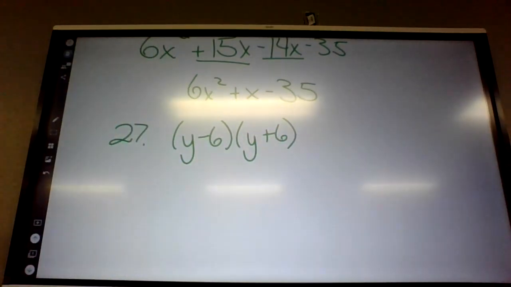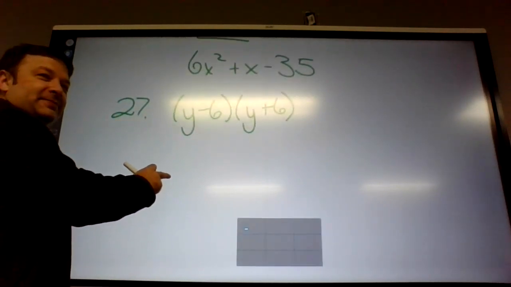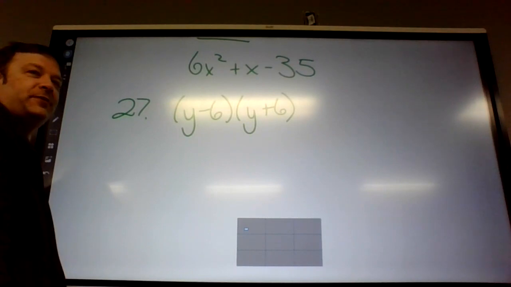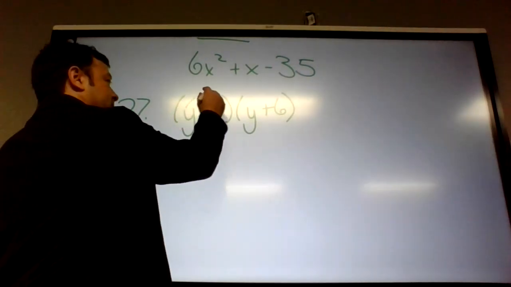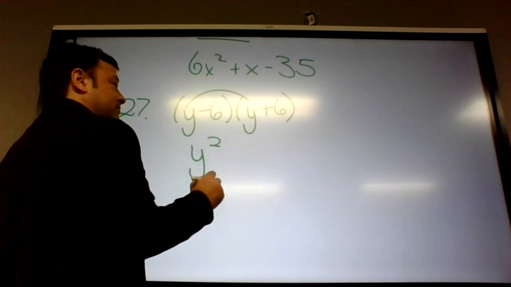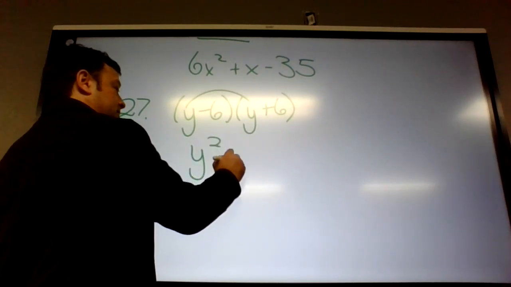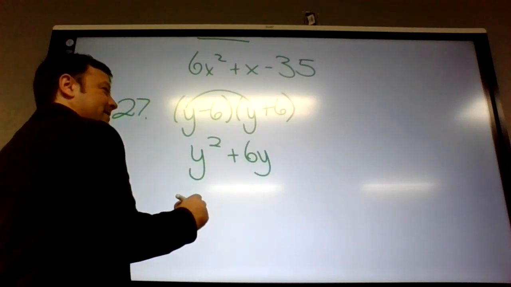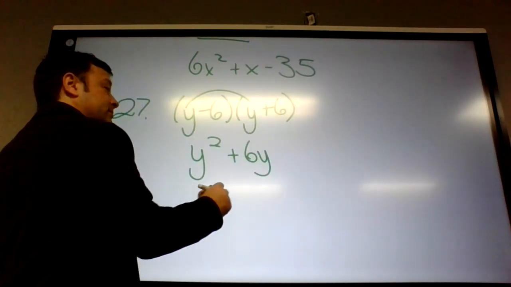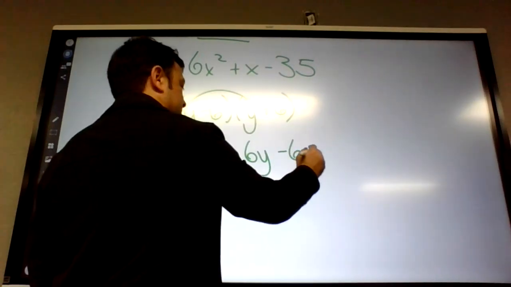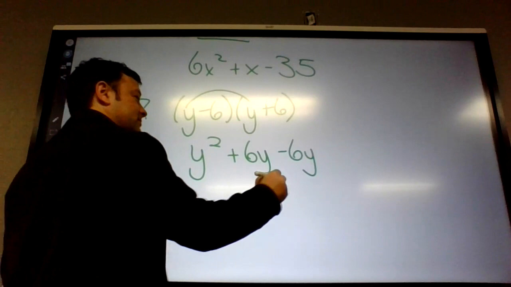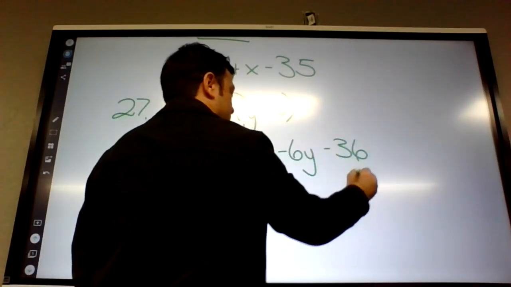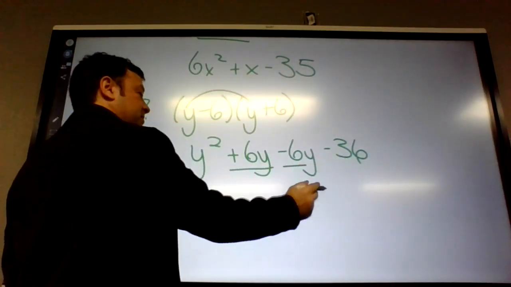Okay, and I'm going to put you on the spot. All right, what's the first going to be? Y times y squared. Yeah, and then y times 6 is 6y. And then negative 6 times y is negative 6y. And then negative 6 times positive 6 is negative 36. Okay, good. All right, and then what's going to happen to these two?